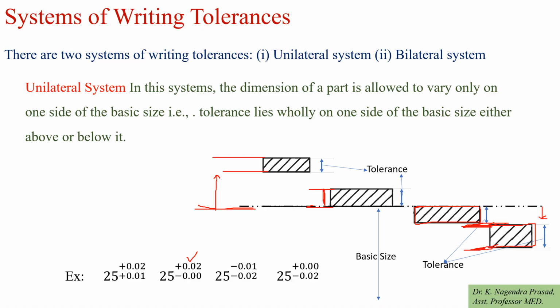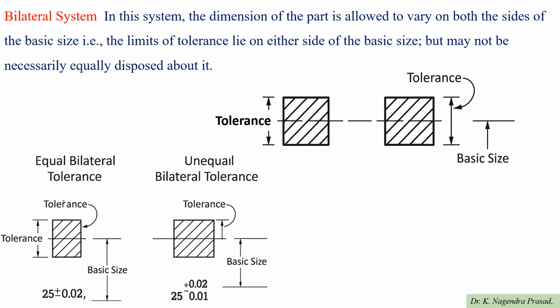So in this system, the dimension of the part is allowed to vary only on one side of the basic size. It may be above the basic size or below the basic size. So the tolerance zone varies only on one side of the basic size, above or below. This is called the unilateral tolerance system.